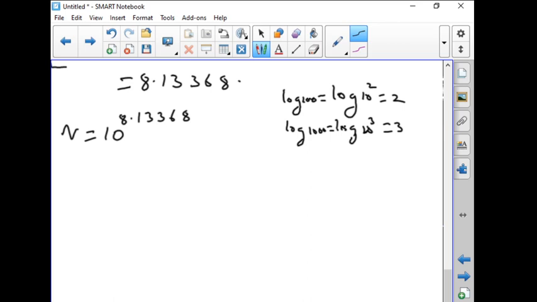Is it clear, all of you? I will repeat once again. Log 100 is log 10 square. The value is 2, but the number of digits is how much? 3. 10 cube value is 3, but the number of digits is 4. So, here 10 power 8, therefore, number of digits, that is the question. Find the number of digits in the number 2 power 8 into 3 power 12. So number of digits is equal to 9. So hope all of you have understood this.